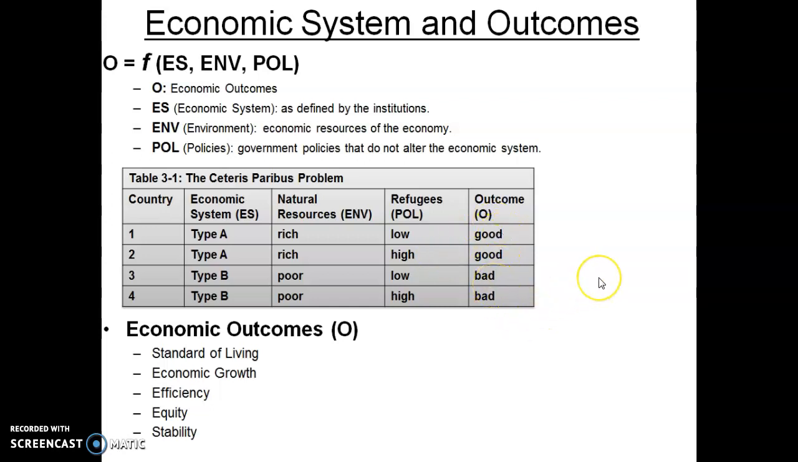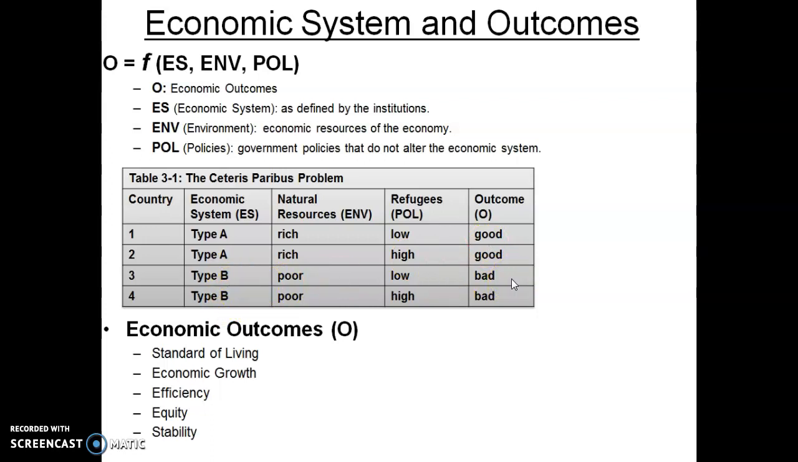So a very simplistic portrayal, but what we're going to highlight here is what's known as the Ceteris Paribus problem. Clearly, countries want to know what factors influence the good and bad outcomes. And by looking at this data, you might be inclined to say, well, we have good outcomes from economic system A, and we have bad outcomes from economic system B. Therefore, economic system A causes good outcomes, and economic system B causes bad outcomes.